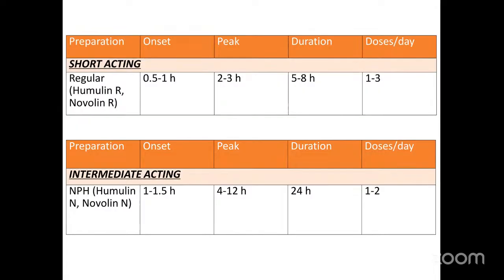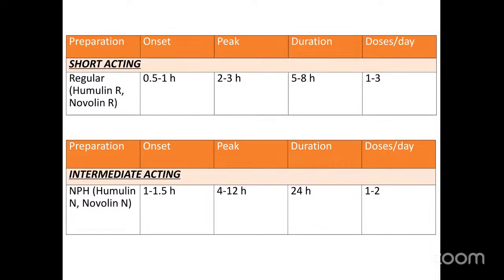For the short-acting insulin, we have regular insulin, with onset of action in 0.5 to 1 hour, a peak in 2 to 3 hours, and a duration of action between 5 to 8 hours. It can be taken in 1 to 3 doses per day. Regular insulin, the short-acting one, is the only type of insulin that can be given intravenously. The other types are given subcutaneously.